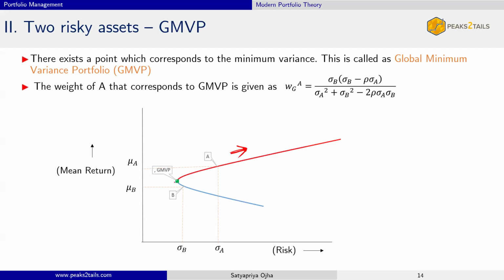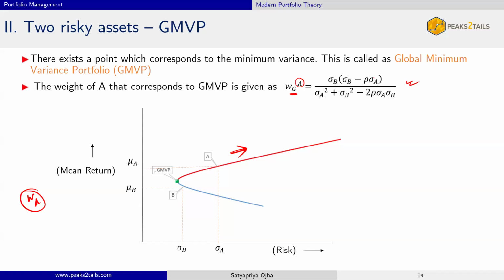Okay, so how do we find out this particular portfolio? Remember, all portfolios are parameterized by a single parameter, which is WA. By changing the knob WA, I am generating all these portfolios. So what is WA that leads to GMVP? That's the question. The weight that you need to invest in asset A that will lead to the GMVP is given by this.